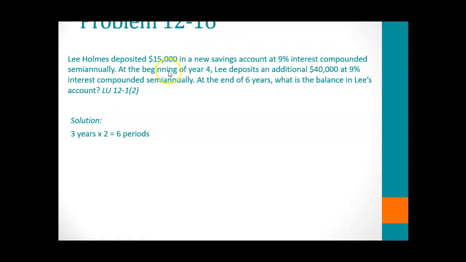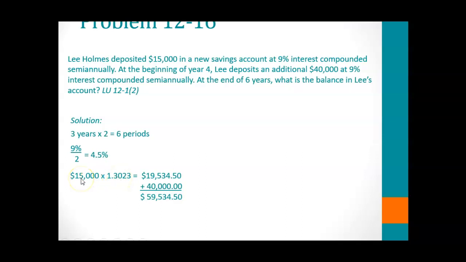So first, we did $15,000 in a new savings account, 9% interest compounded semi-annually. So we did it for 3 years. Why is that? Because the amount invested would change for year 4. So we're going to do the first 3 years. Where interest is compounded semi-annually, twice a year for 3 years, there's 6 interest payment periods. The rate is going to be 4.5% per period. So you will use your future value table, you will look up 4.5% as 6% to get your factor of 1.302.